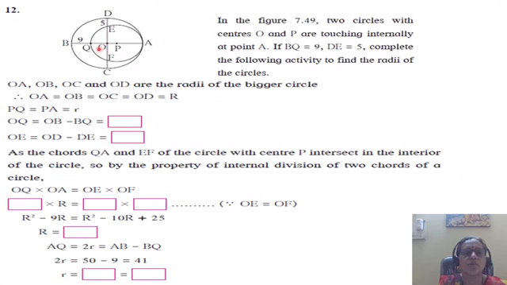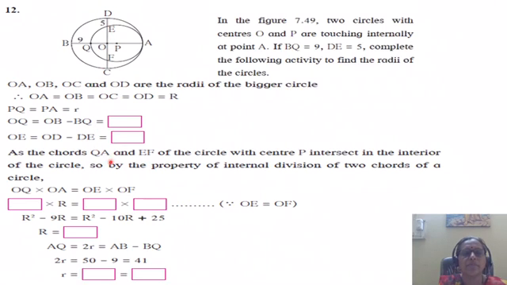OQ is equal to OB minus BQ. Write it here. You know OB, subtract BQ from it, BQ is 9. OE is OD minus DE.